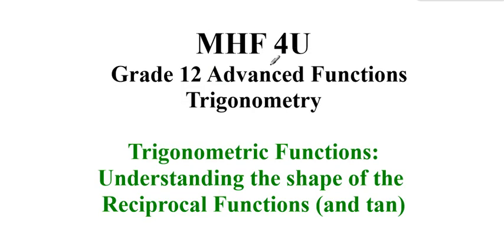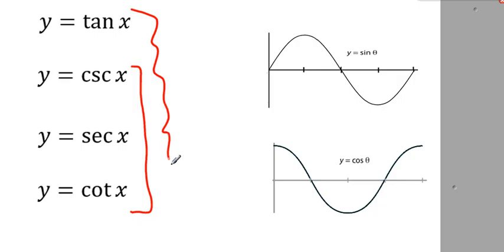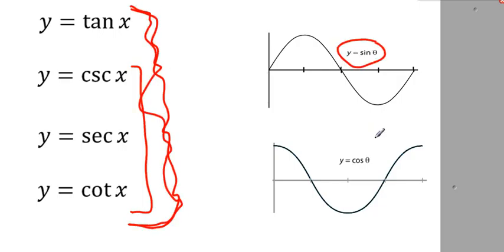This video is for grade 12 students in advanced functions in the trigonometry part of the course. In this video, we're going to look at the shape of the reciprocal functions and also the shape of the tan function. So again, in this video, we're going to look at the functions y equals tan x and the three reciprocal functions cosecant x, secant x, and cotangent x. And the way that we're going to examine and explore the shape of those periodic functions is by using our knowledge of the other trig functions, y equals sine x and y equals cos x. And by using these functions and our understanding of them, we're going to develop these four graphs.